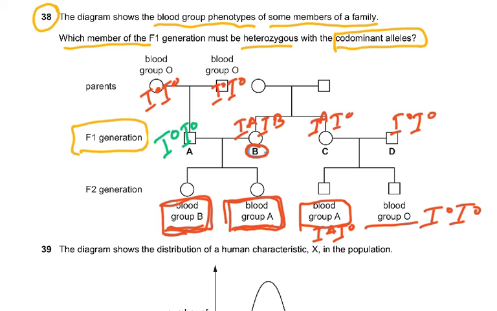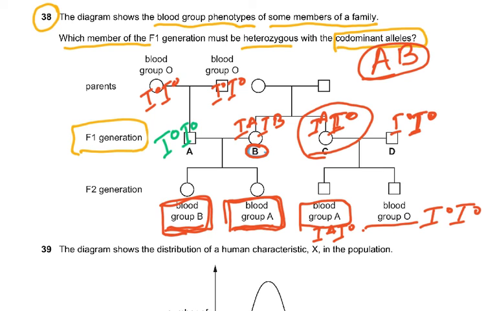And then, of course, you had to realize that if there is a child with blood group O, then the IO has to come from this parent and the IO has to come from this parent. So how can these parents have codominant alleles? This parent is not codominant, it's just heterozygous. Codominant means it has to have AB, must be heterozygous with the codominant. So the person must be having blood group AB.